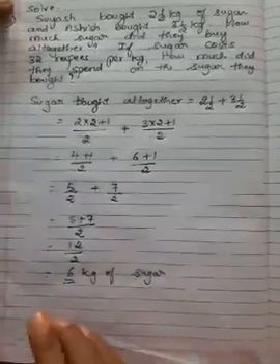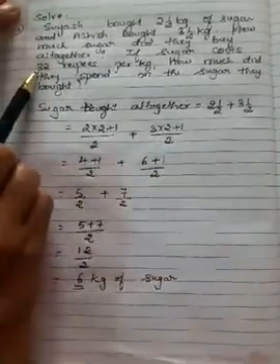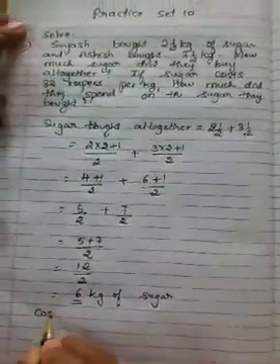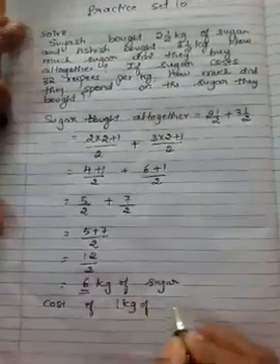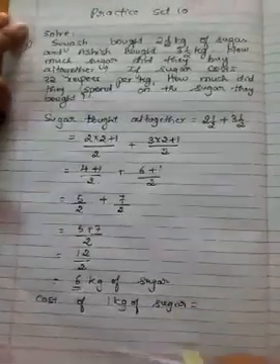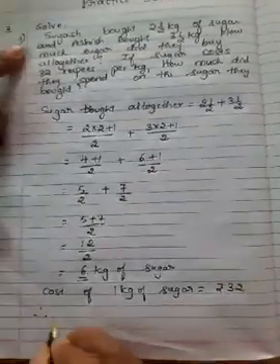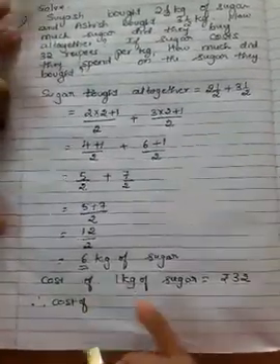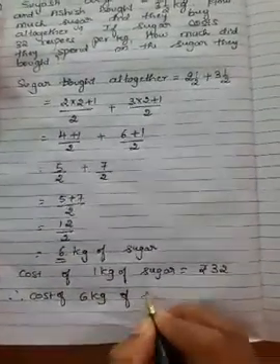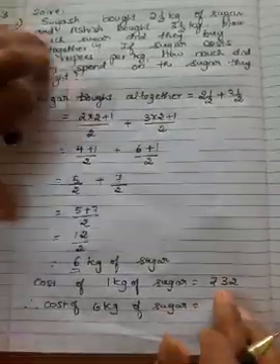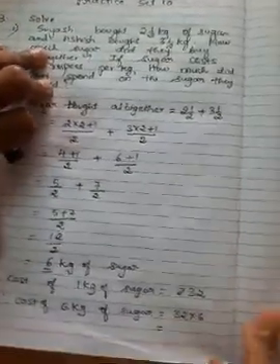Now we have to find out the cost of 6 kg of sugar if the cost of 1 kg is 32 rupees, correct? So what is given in the question, we should write first. Cost of 1 kg of sugar is equal to 32 rupees. Therefore the cost of 6 kg of sugar, we multiply the cost by 6. 32 multiplied by 6. So what is the answer?